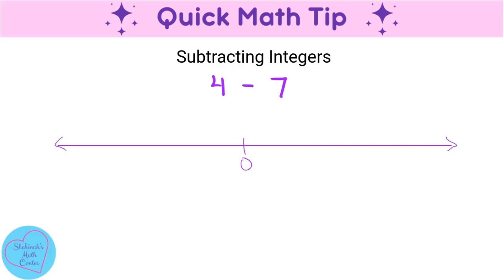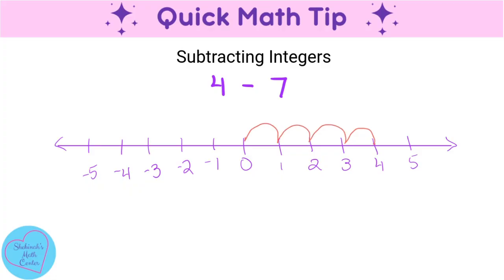Let's put 0 in the middle, and then I believe we can go up to 5. And on the left, let's go to -5. We are starting at 4, and we have to take away 7. So if we take away 7, we must go left on the number line. So 1, 2, 3, 4, 5, 6, 7. We land at -3. So our answer is -3.